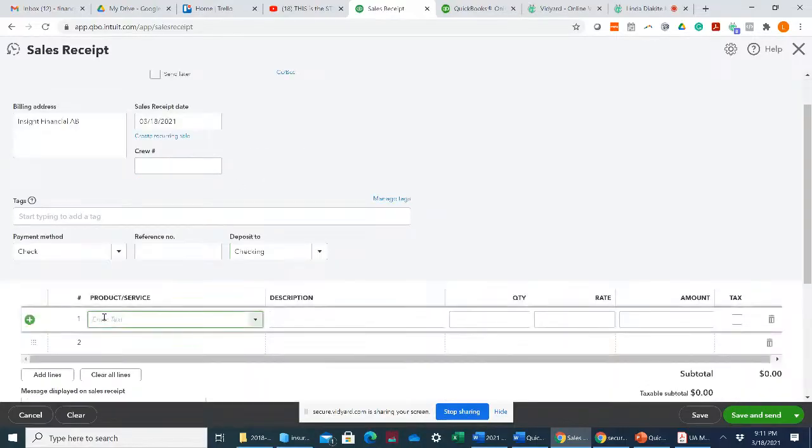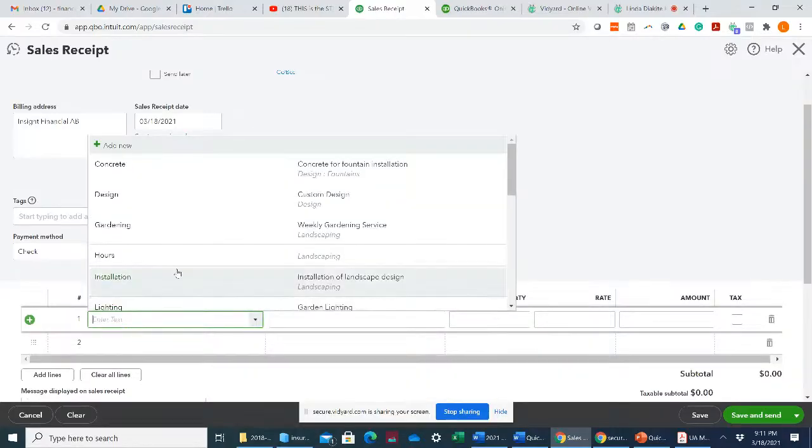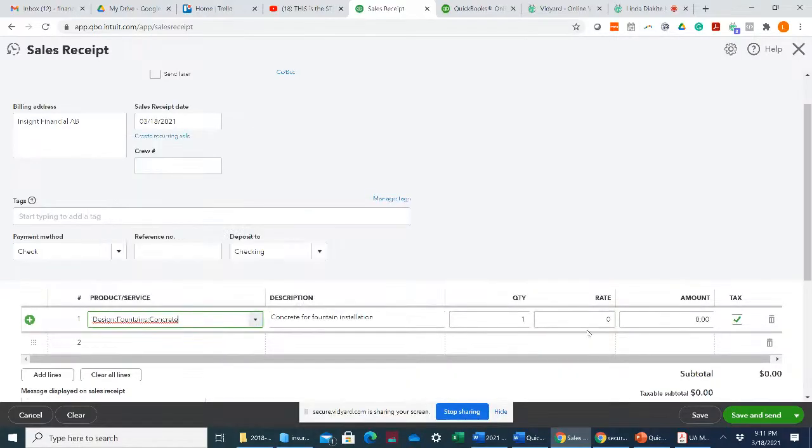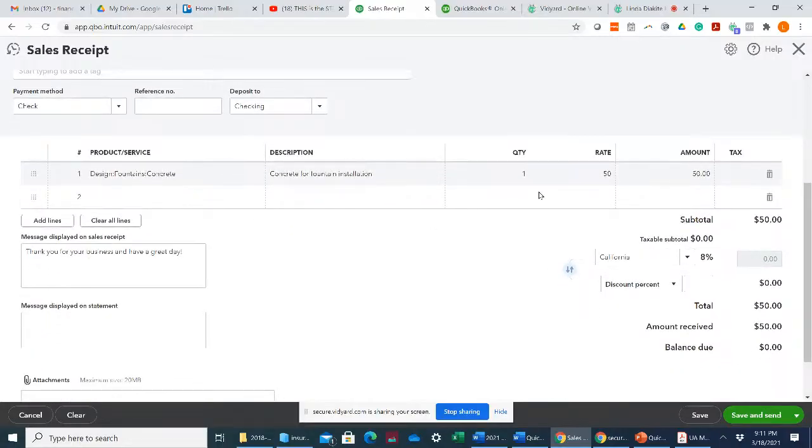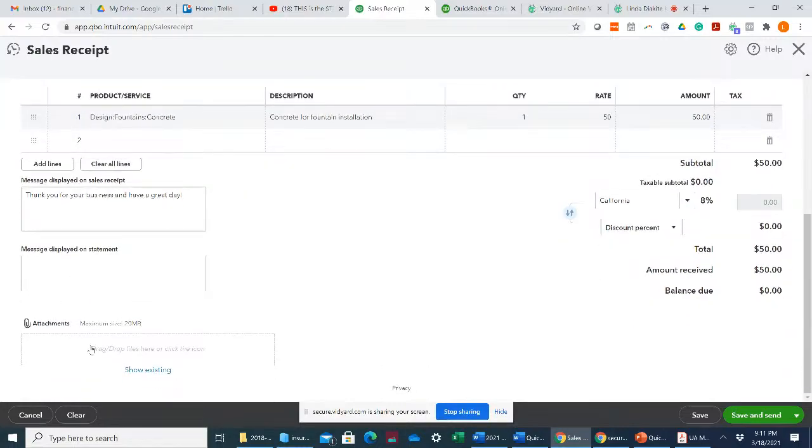And then on the sales receipt, you're going to have to select what product or service you sold. I'm just going to say concrete, one quantity at $50. There's no tax. And that's pretty much it. That's what you pretty much have to do. You can attach a document to the sales receipt. Maybe it's an email, or some type of documentation, whatever it may be, you can attach that.